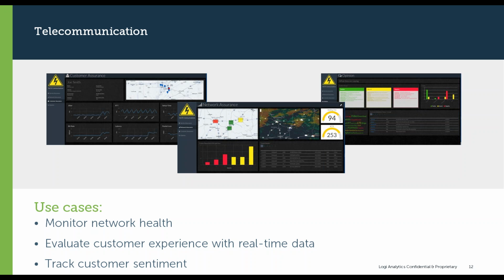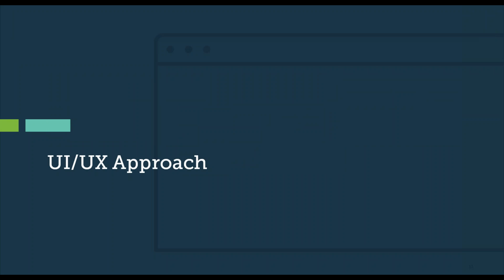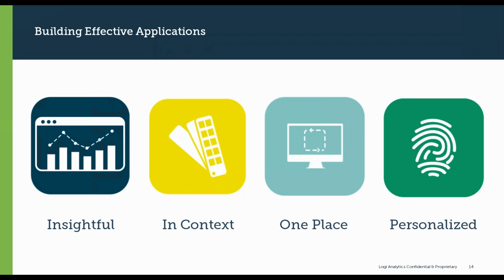Now let's talk a little bit about the UI UX approach as a whole. We looked at some examples. So we'll talk about user experience and interface design that we do here at Logi and how this ties into these analytic apps as a whole. As a product organization, our main goals are allowing you to be able to build effective applications. In that, we think of these four main goals or targets of what we're trying to hit.